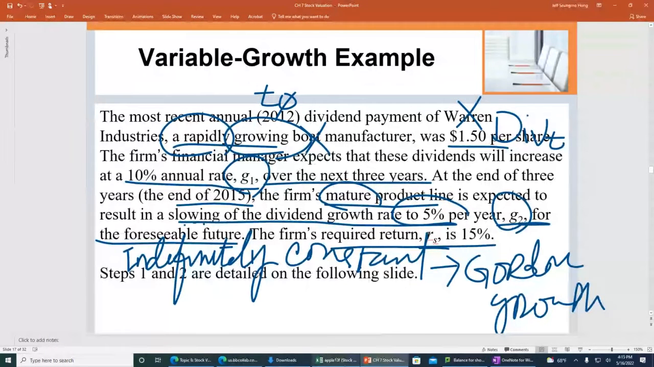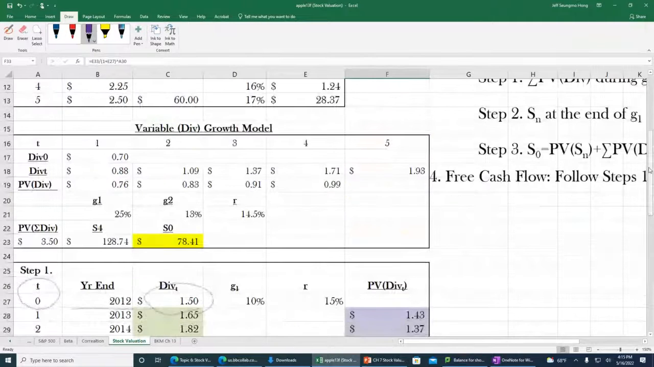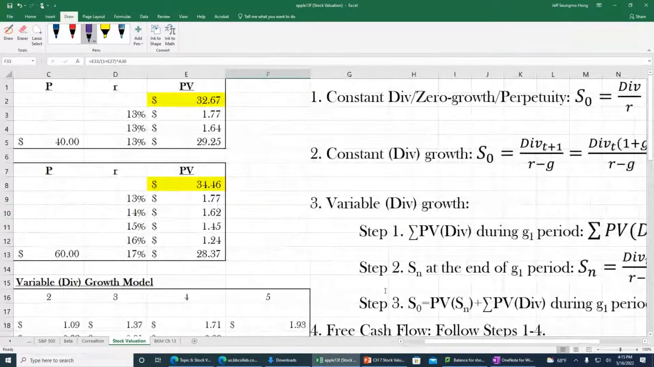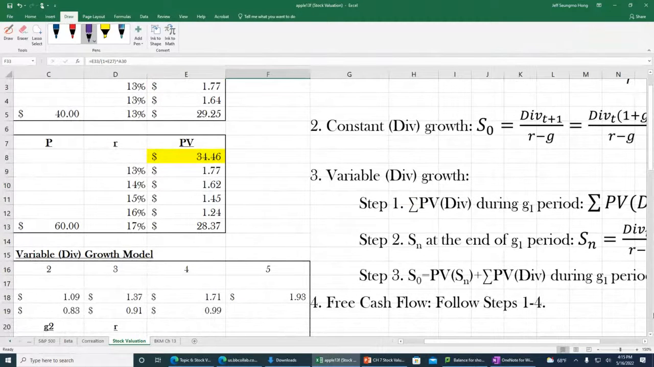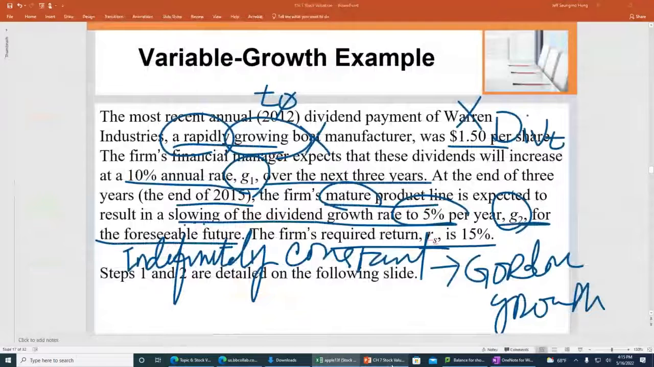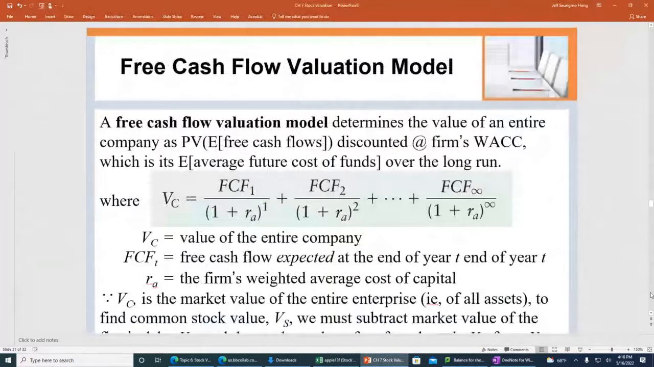All right, so next, the next model, the fourth model. So there are 4 DDM, dividend discount models, and we've covered the first 3, and then the free cash flow model. So what is the free cash flow model? First of all, free cash flow. We need to define what free cash flow is.